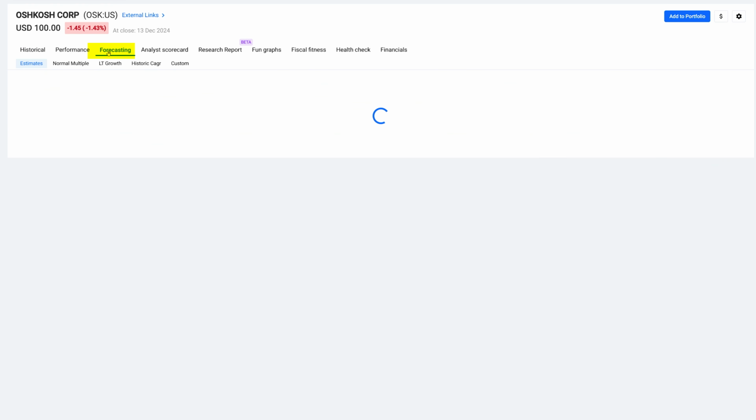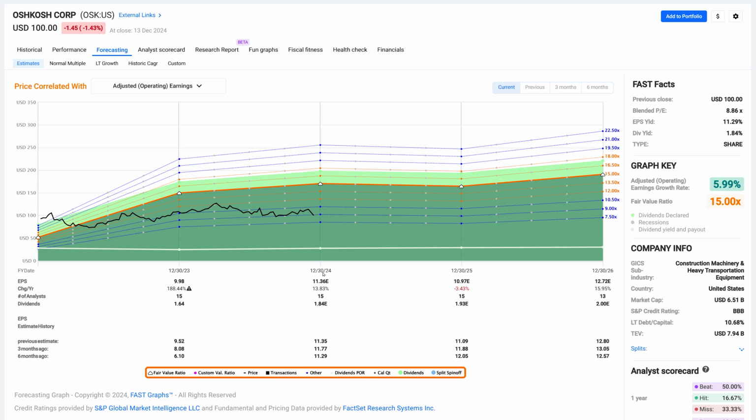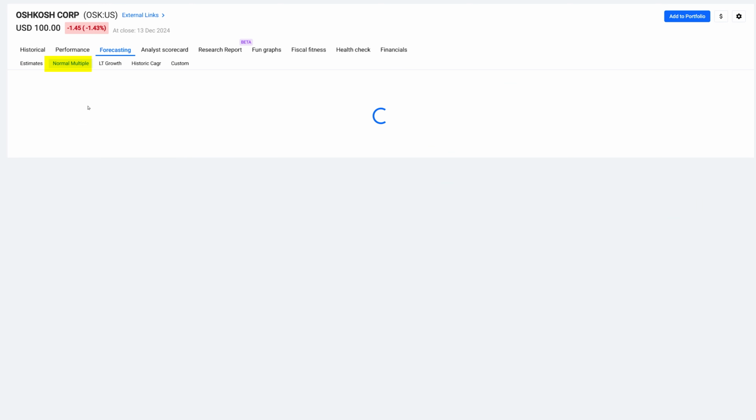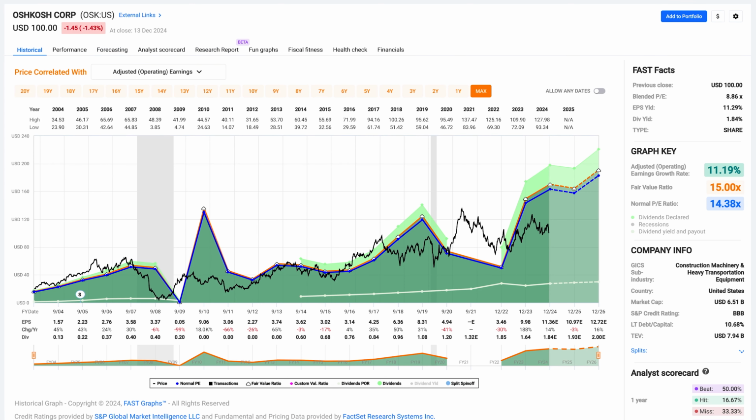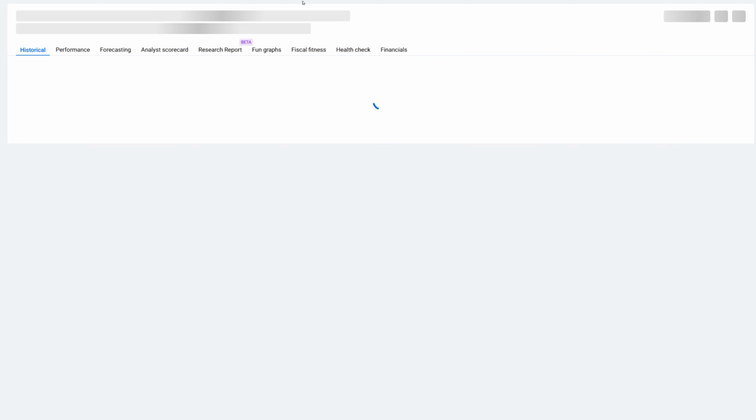But it does look attractive from the point of view of value. It's only trading at an 8, and even with a 6% growth rate, a 15 PE would not be out of the question. And that's what the normal multiple has been on Oshkosh. So that's taking a look at them.